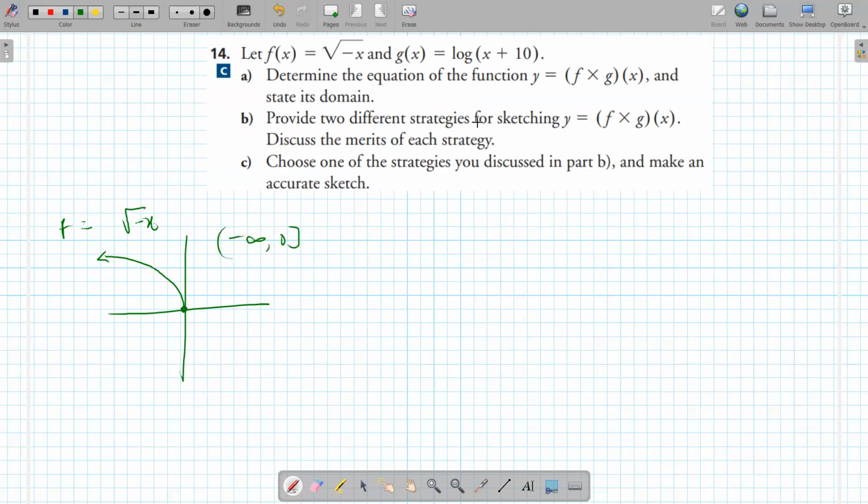What about log x plus 10? The plus 10, what does that do? You shift to the left. Now there's gonna be a vertical asymptote at -10. It'll look something like this, okay? So what's the combined domain? -10 to 0, but -10 is exclusive. Correct, yeah, that's perfect. So it'll be -10 to 0.